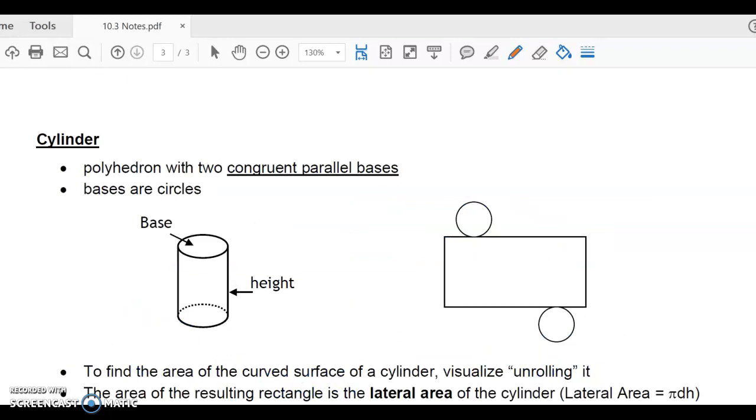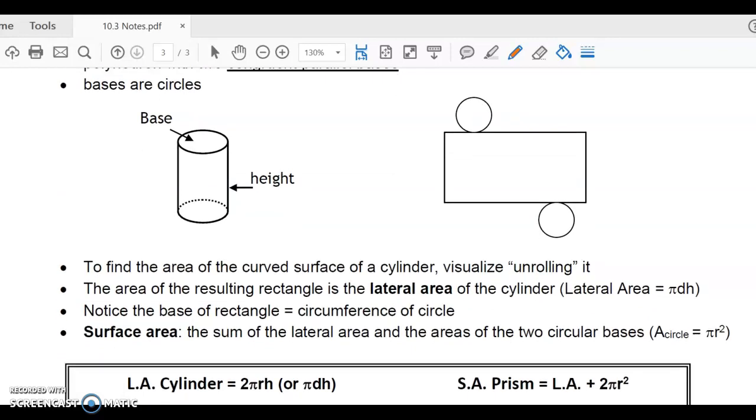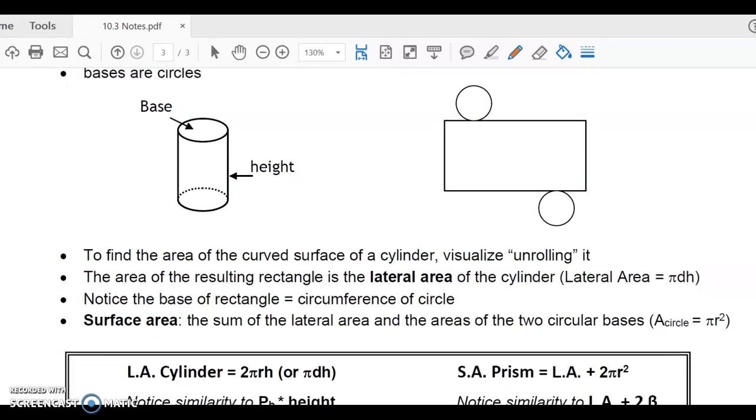Now we're moving on to cylinders. Cylinders are not going to be much different than prisms. They have 2 congruent parallel bases as well, but what you'll notice is that the bases are circles. I've included the net to verify what a cylinder looks like. To find the area of the curved surface of a cylinder, you have to visualize unrolling it. The area of the resulting rectangle is the lateral area of the cylinder, and the lateral area is going to be pi d times h. Think about this. That's the circumference of the circle times the height.